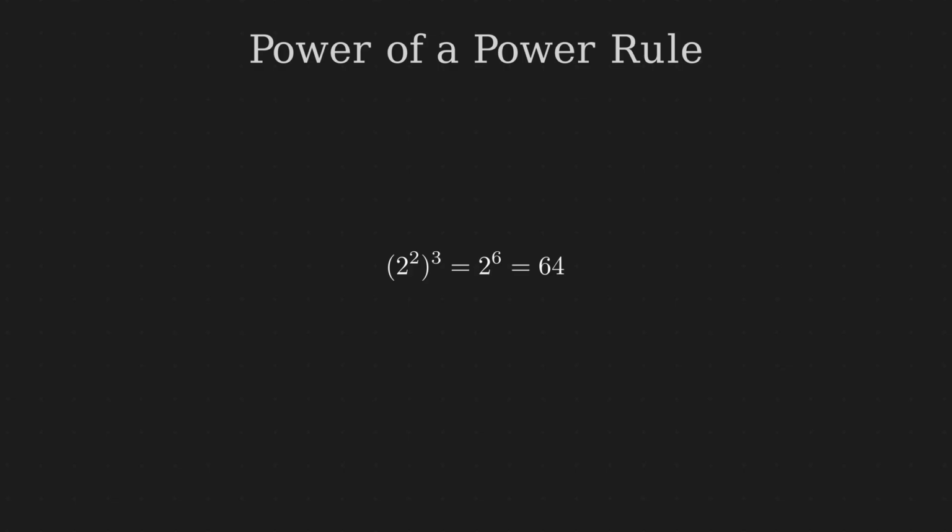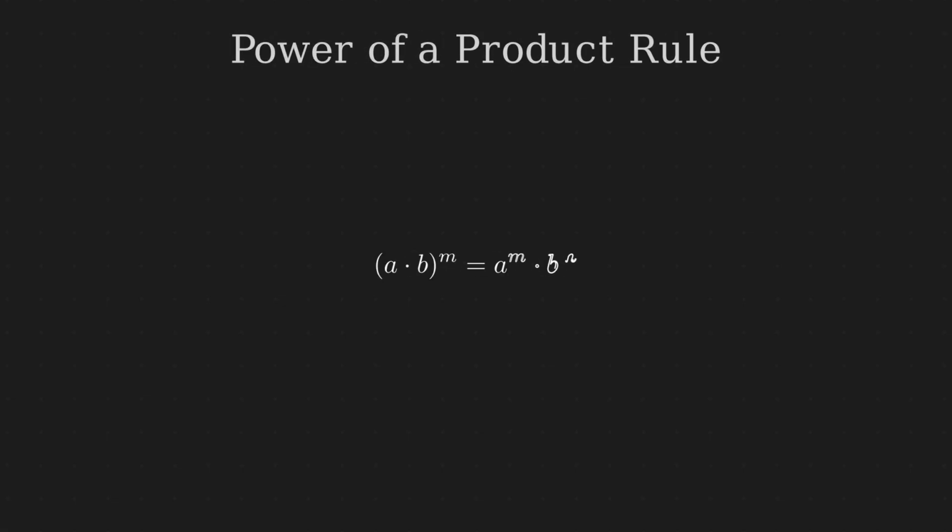The fourth law is the power of a product rule, written as a times b all raised to the power of m, which equals a to the power of m times b to the power of m. This rule says that when you raise a product to a power, you distribute that power to each number in the product. For example, 2 times 3 all raised to the power of 2 gives us 2 squared times 3 squared, which is 4 times 9, giving us 36.